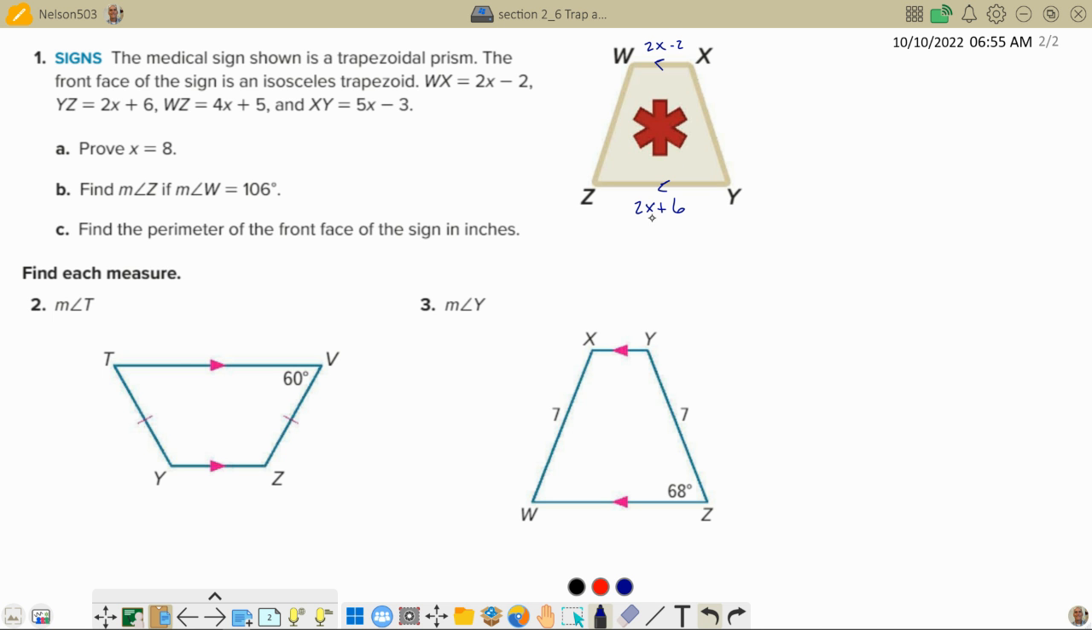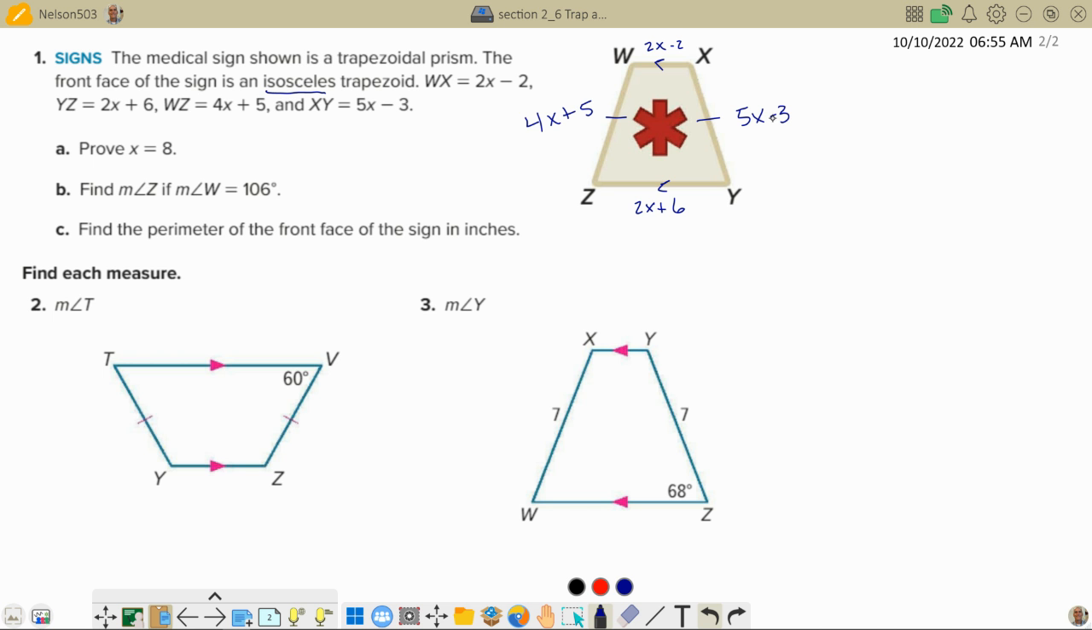Now, I think this is information that you're not going to use right at the start. They tell us it's isosceles also in here. See that word right there? So that means the legs are equal to each other. So this next piece of information is more important than what they just told us about the bases. So WZ is 4x plus 5 and XY is 5x minus 3.